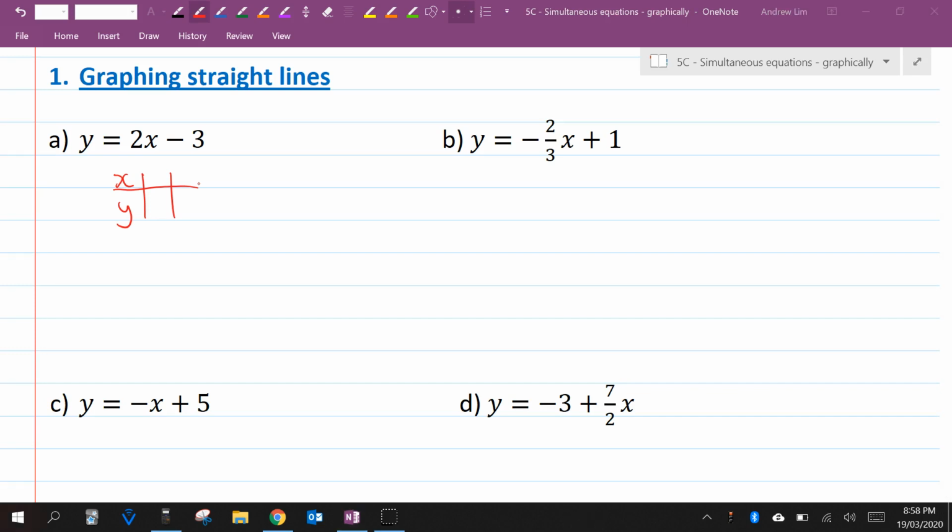The x coordinates that I always like to use are 0 and 1, unless the coefficient of x is a fraction, then I like to use the denominator. So here, when x is 0, y equals 2 times 0, which is 0, minus 3, it's minus 3. When x is 1, y equals 2 times 1, which is 2, 2 minus 3 is minus 1. So we've got 2 points, we can graph that.